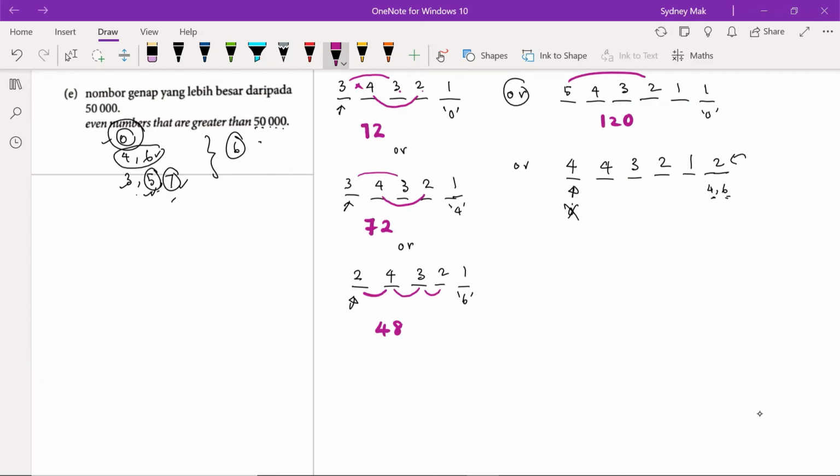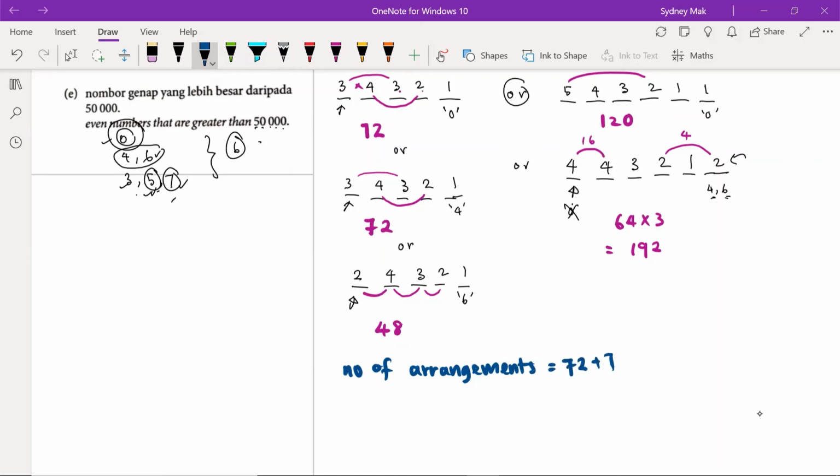And then over here we have 4 times 4, 16, 2 times 2, 4. So 16 times 4 is 64, 64 times 3, that will be 192. So all in all, we can find the number of arrangements: that will be 72 plus 72 plus 48 plus 120 plus 192.